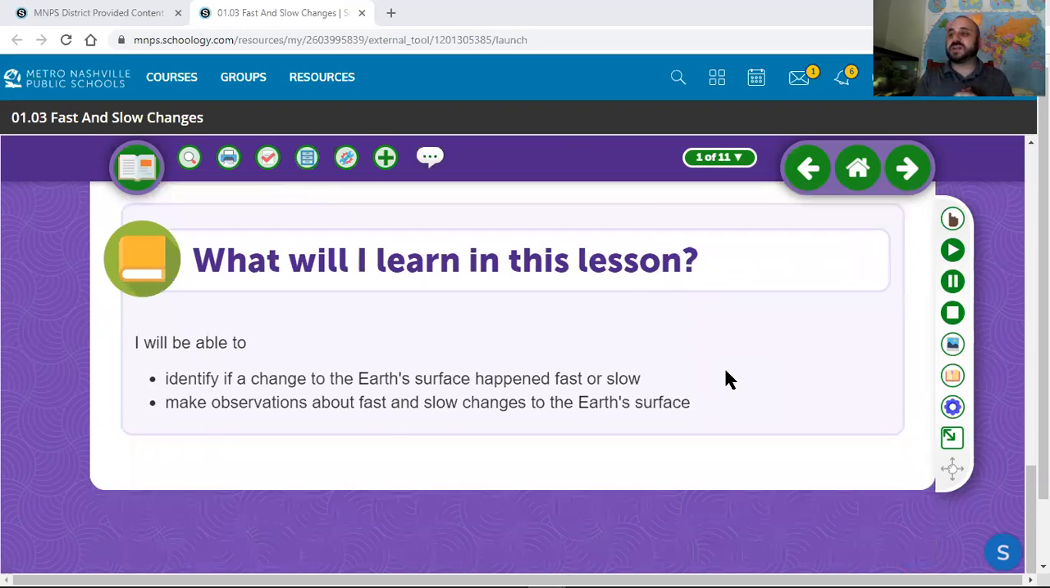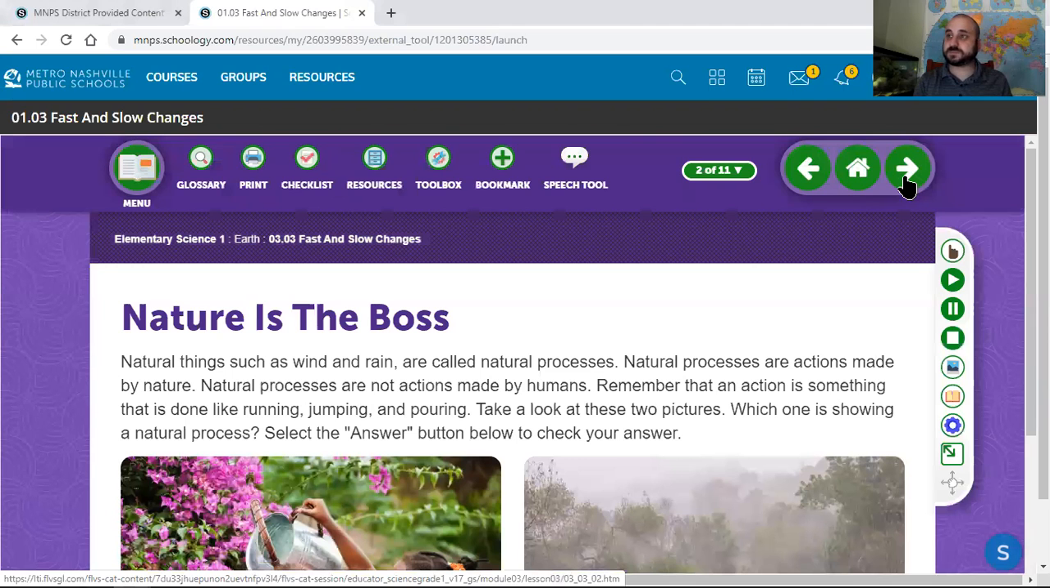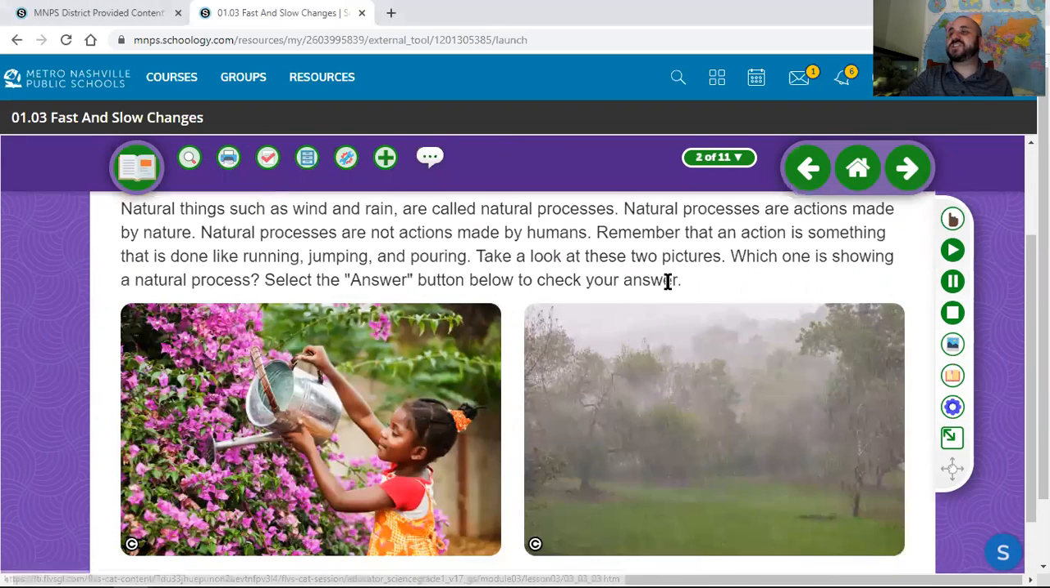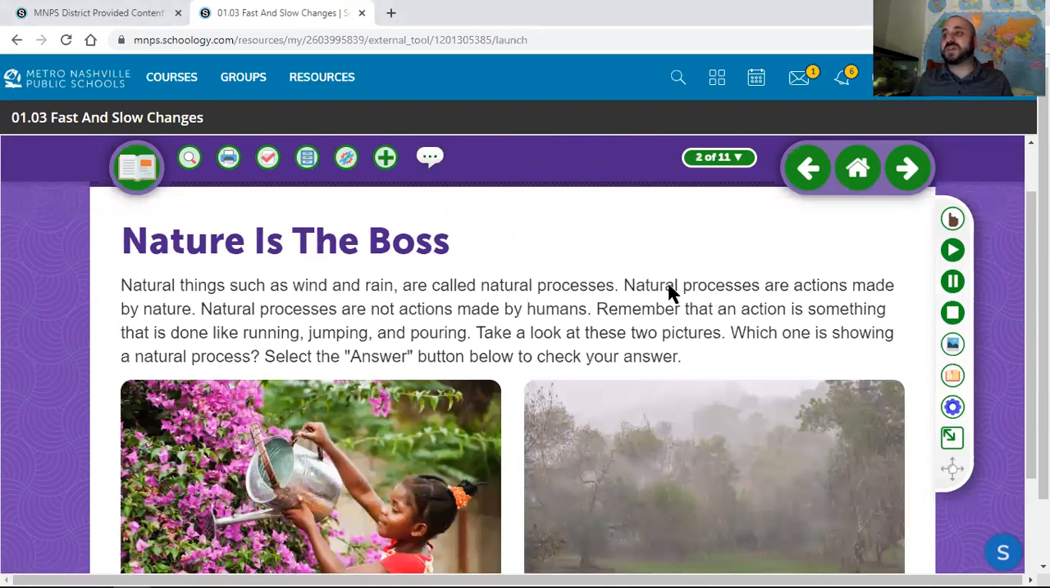So we should be able to identify if a change to the Earth's surface happened fast or slow, and we should be able to make observations about fast and slow changes on the Earth's surface. Nature is the boss. Natural things such as wind and rain are called natural processes. Natural processes are actions made by nature. Natural processes are not actions made by humans. Remember that an action is something that is done like running, jumping, and pouring.